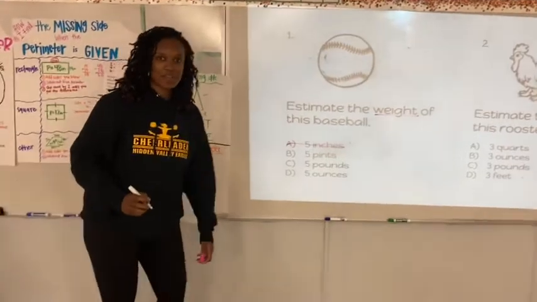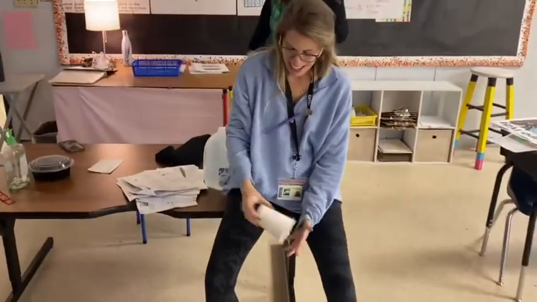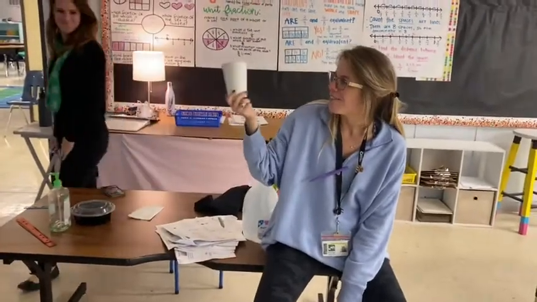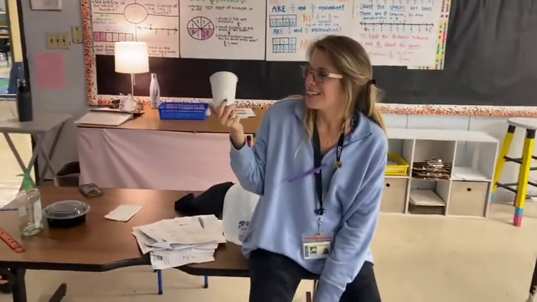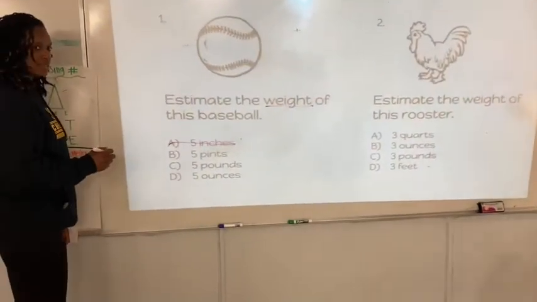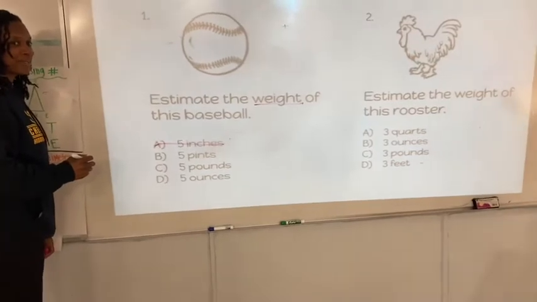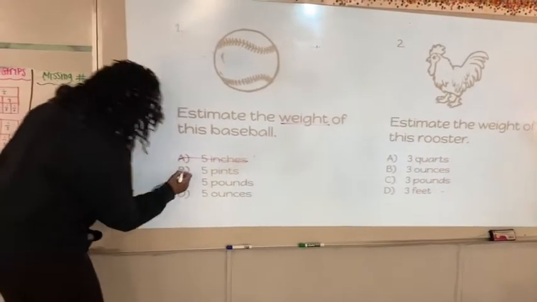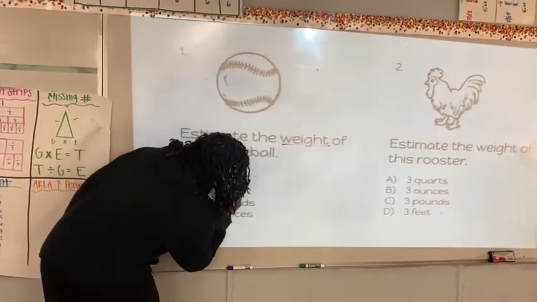Can I get another volunteer to tell me which one doesn't make sense? All right, Miss Allen. Pints. If I had 5 of these, this is what I would use to eat ice cream. There's no way I would measure a baseball with a pint, much less 5 pints. Kiss your brain right now. So I'm going to eliminate 5 pints.